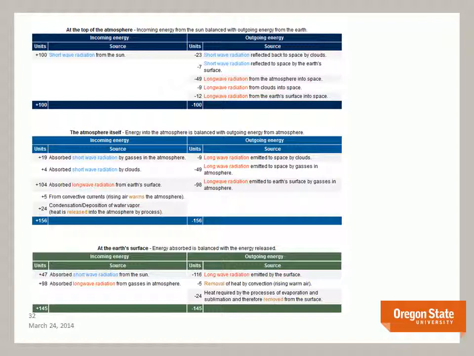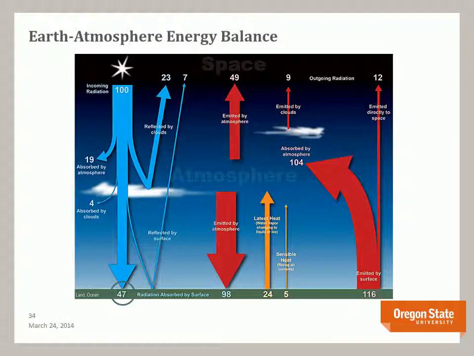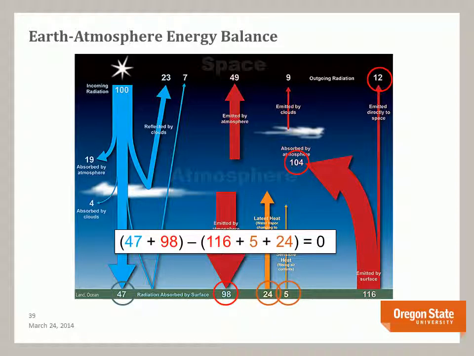The final component of this model is the Earth's surface. The Earth absorbs 47 units of short wavelength radiation directly from the sun, and 98 units of long wavelength radiation that is re-emitted from the atmosphere. 116 units are re-emitted from the surface as long wave radiation, 104 back to the atmosphere, and 12 units directly to space. 24 units are distributed as thermal energy associated with water phase changes and convection. The math shows a balance at the Earth's surface.